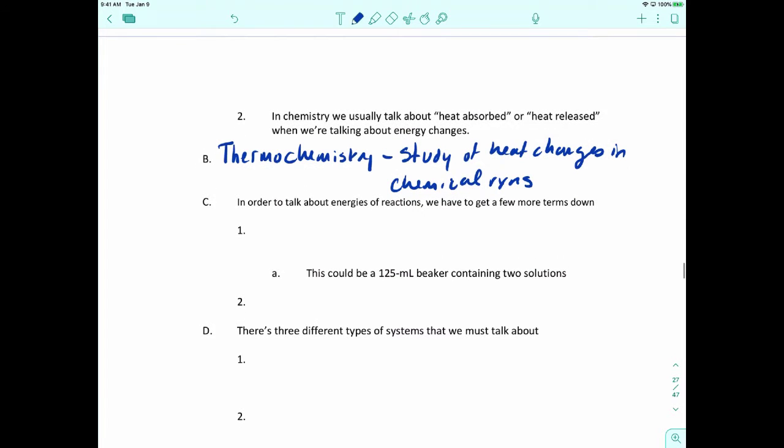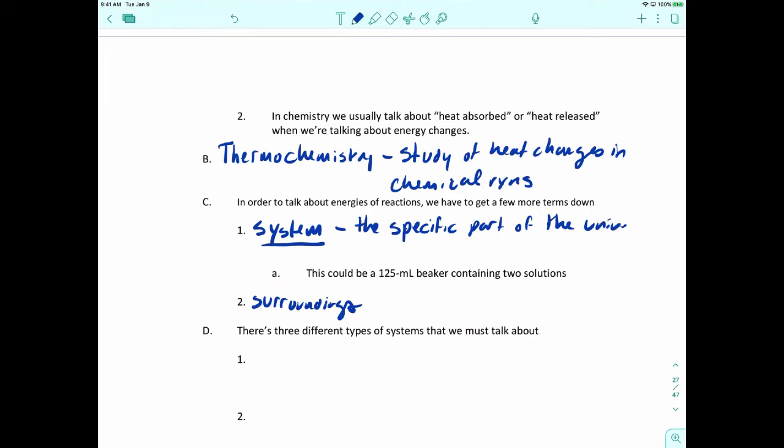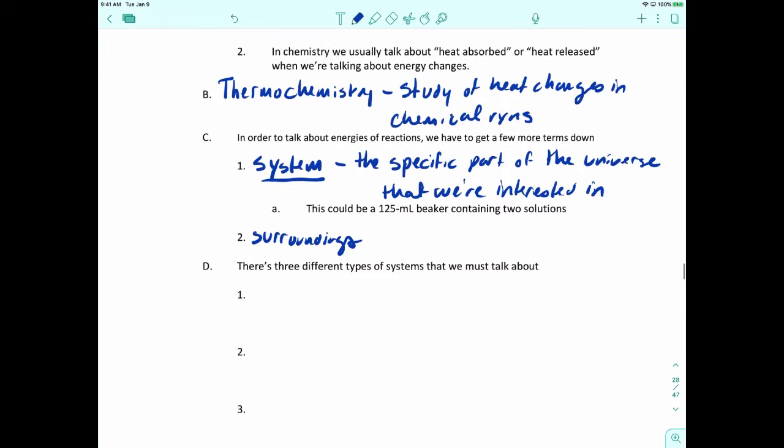Okay, now in order to talk about the energies of reactions, we have to get a couple more terms down. So there is something called system, and then something called surroundings. When we refer to the system, this is referring to the specific part of the universe in which we're interested. And the surroundings, this is the rest of the universe outside of the system.